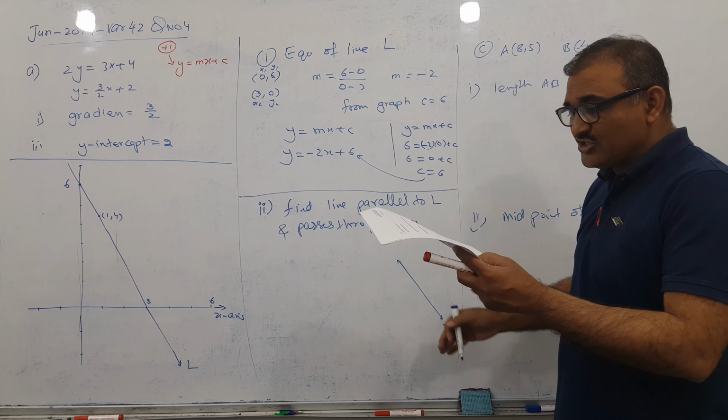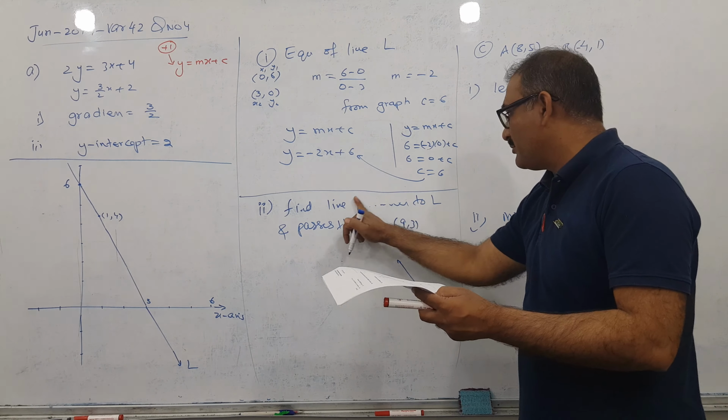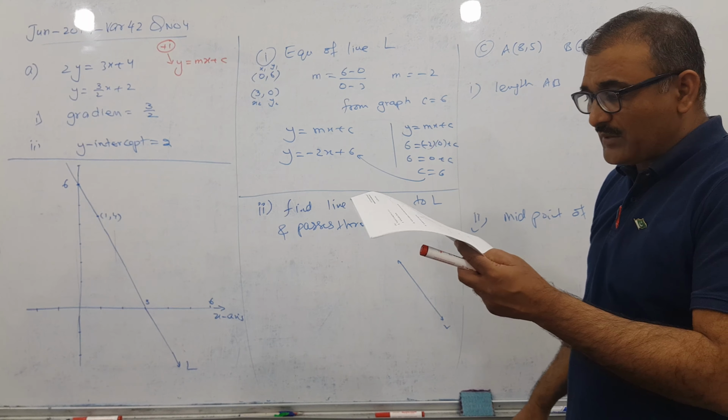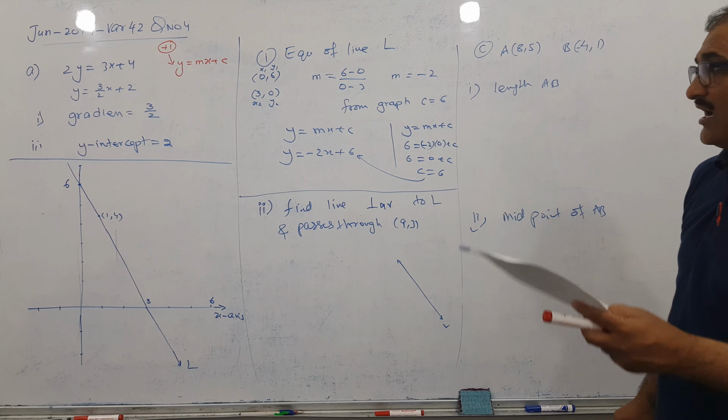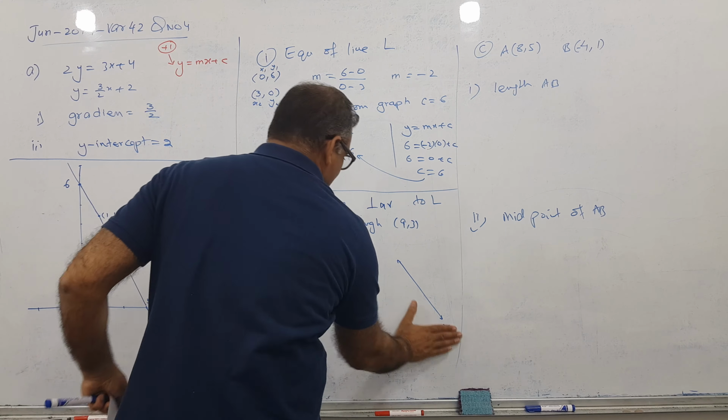So it means this question is not parallel, it's perpendicular. Thank you very much. So then find the line which is perpendicular to L and passes through (9, 3). I have just shown the diagram there.